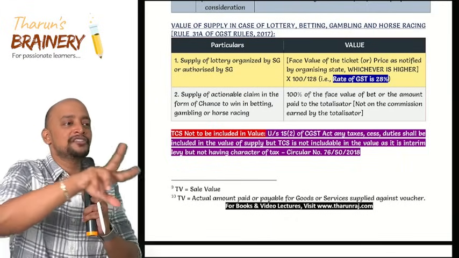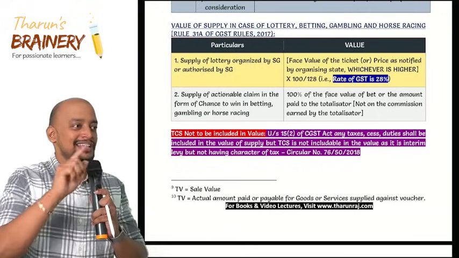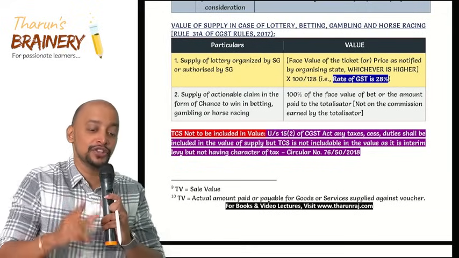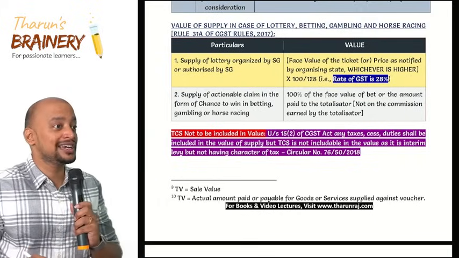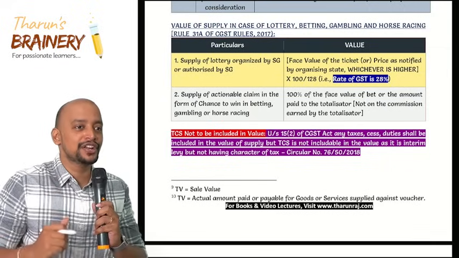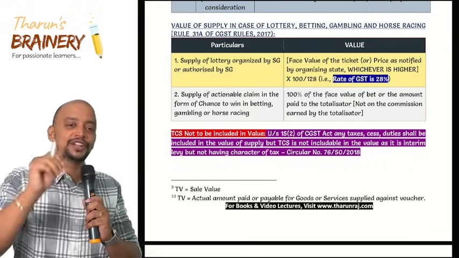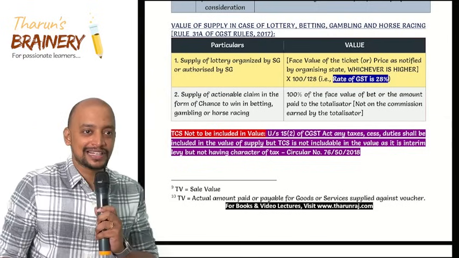Now what should be taken for computing GST? GST will not be computed on 400. Here the central government is smart. Whichever is higher, you pay. You understood or not? The rate of GST is 28%. And why should the government lose its revenue? Kerala government, you lose revenue, why should we lose the revenue? Therefore 28% will be taken as GST.